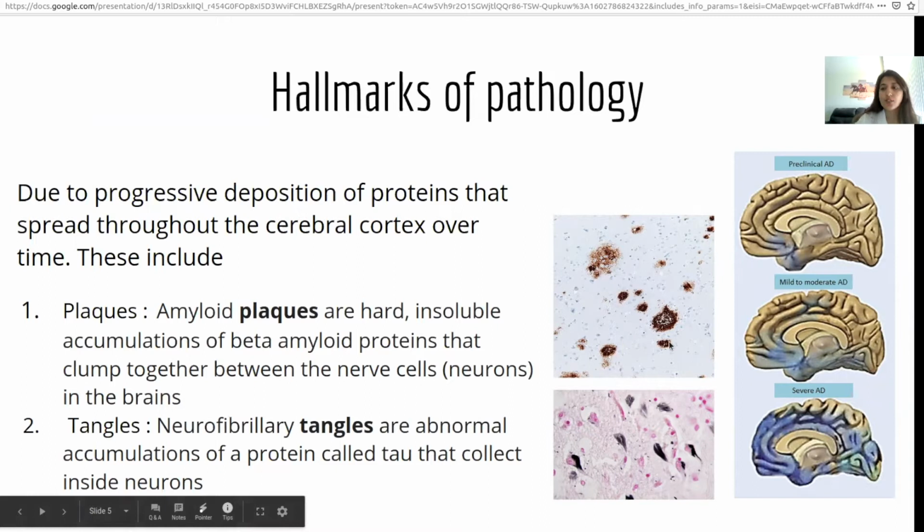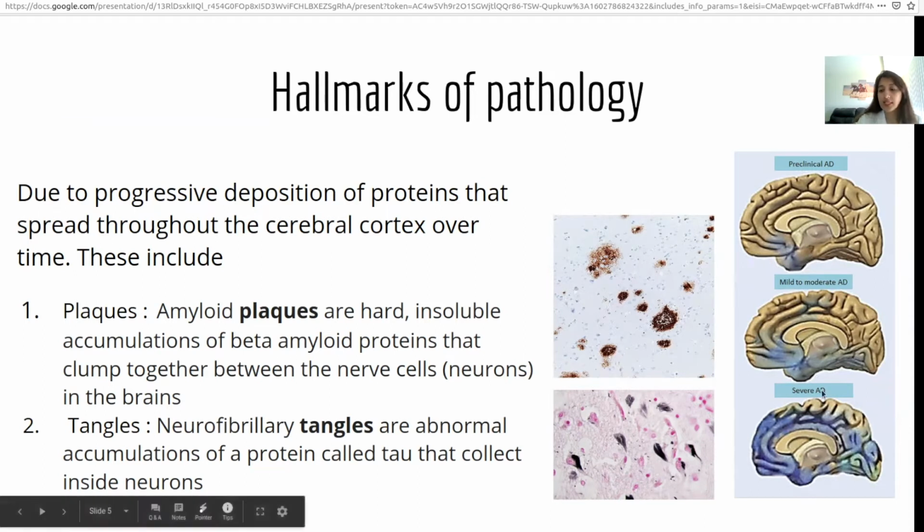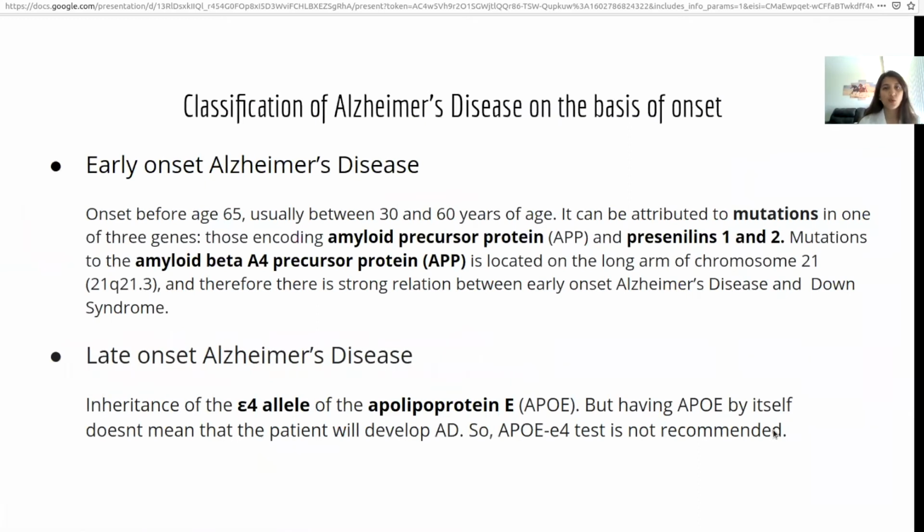These plaques and tangles are deposited first in the hippocampus, which is associated with memory forming. Then the deposition begins in the language center, which is associated with deficit in language, problems in remembering the words. And this deposition then spreads slowly from one part of the brain to another. And later, in severe Alzheimer's disease, there is a global deposition of these toxins, and that is the main pathology of Alzheimer's disease. So, how can we classify Alzheimer's disease on the basis of onset?